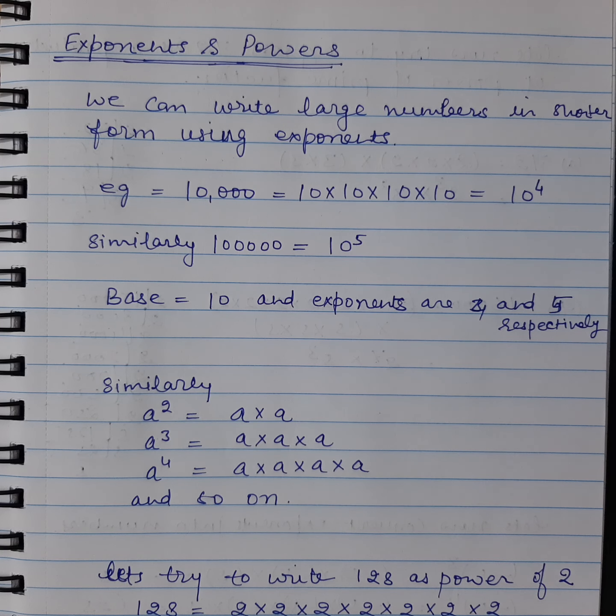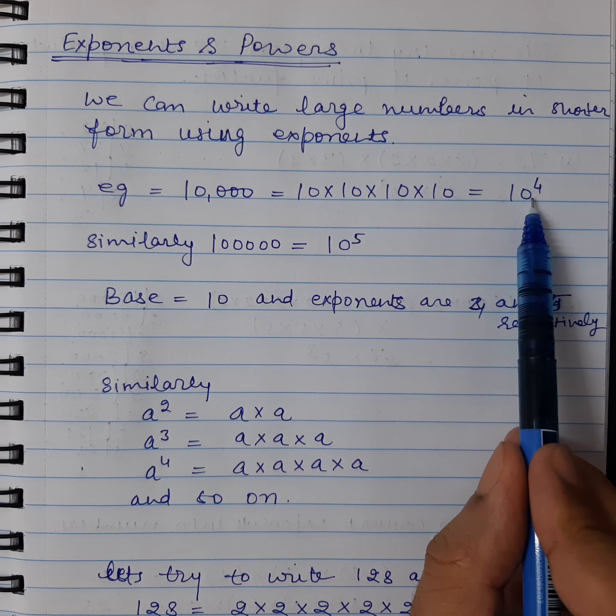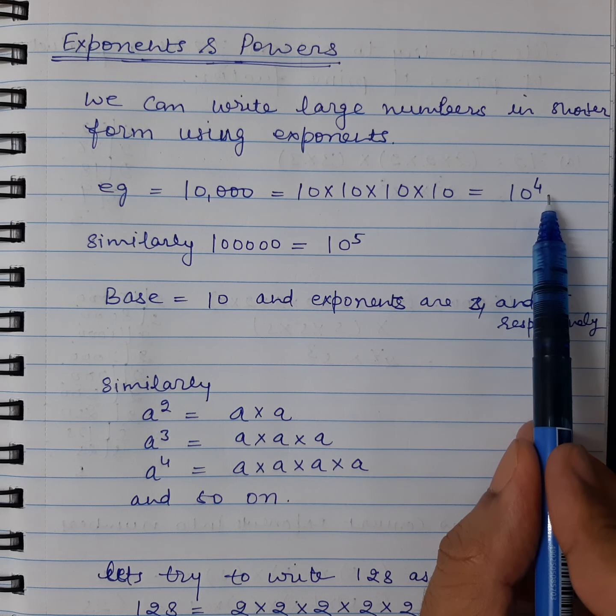Hi, in this lecture I'll discuss exponents and powers. We can write large numbers in shorter form using exponents. For example, 10,000 can be written as 10 multiplied by 10 multiplied by 10 multiplied by 10. It has 4 zeros, so we have 4 tens. So we can write it as 10 raised to power 4.